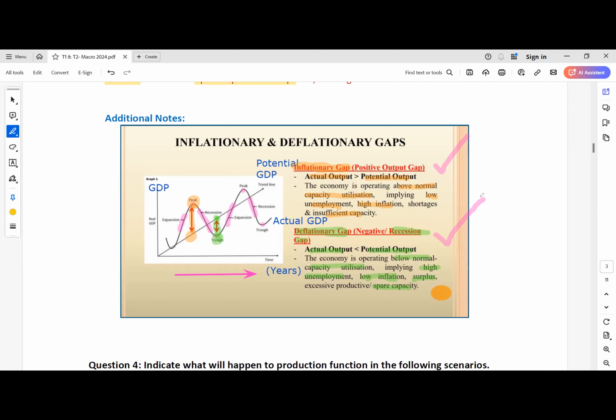So when you observe from your diagram that you have actual GDP higher than potential GDP, you must specify the words inflationary gap. And you can talk about its impacts. Impacts as in, for example, low unemployment, high inflation because of insufficient goods and services. Or this one. So these are the terms that you will definitely use when it comes to assignments.